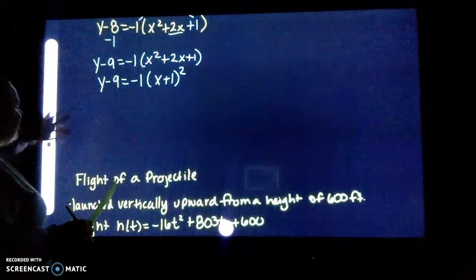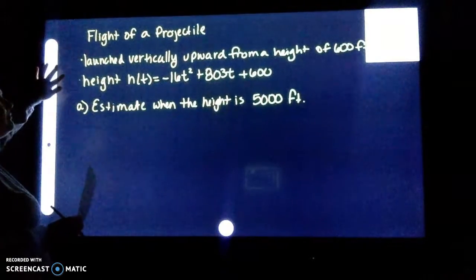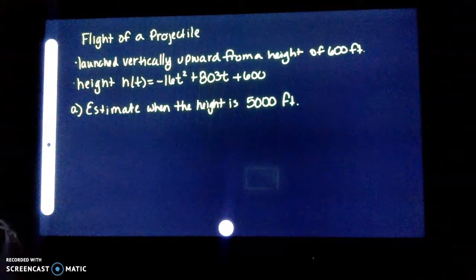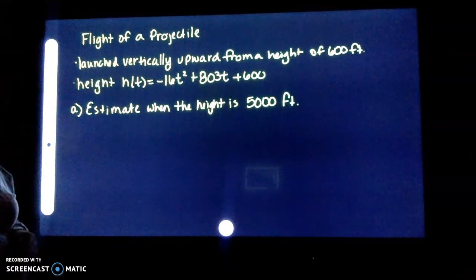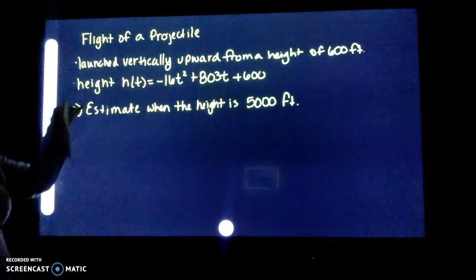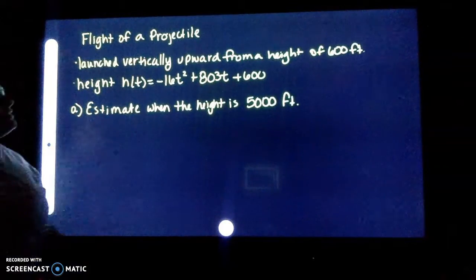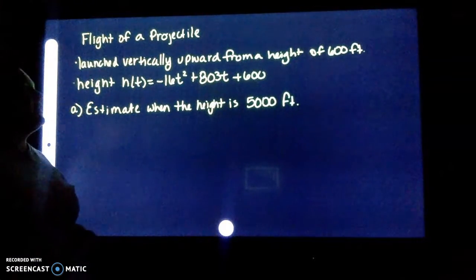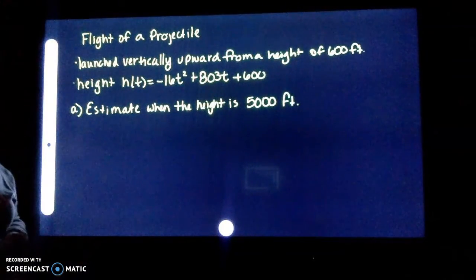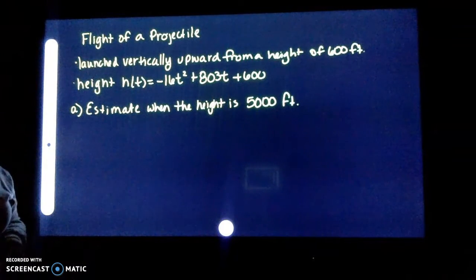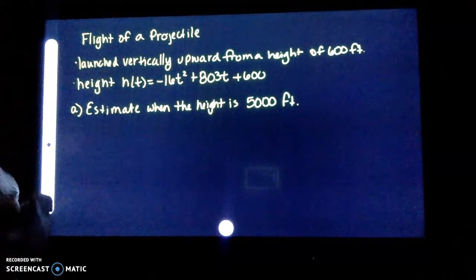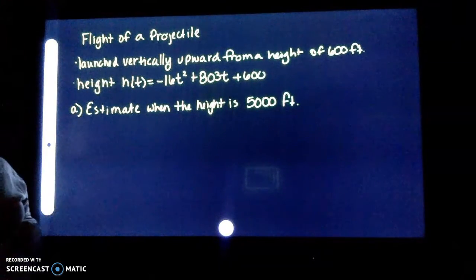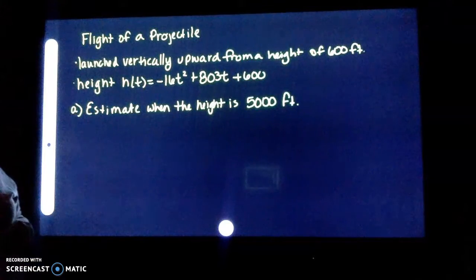So then you're probably asking, when are we ever going to use this? So let's find out. We're using the story of a projectile that's being launched from a height of 600 feet above ground. Our height equation is given to us in terms of time as -16t squared plus 803t plus 600, where t represents the number of seconds after it was launched, and h of t is the height after that many seconds.